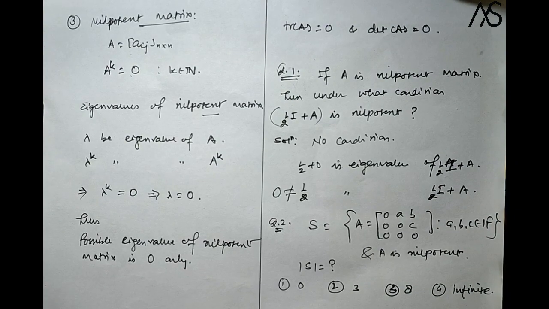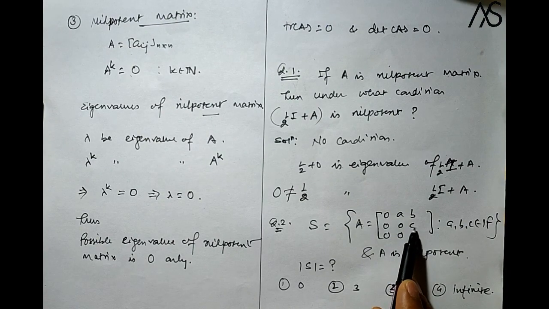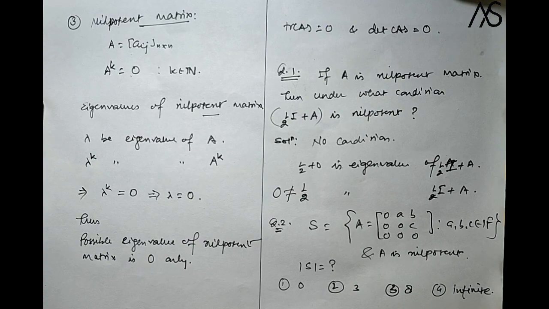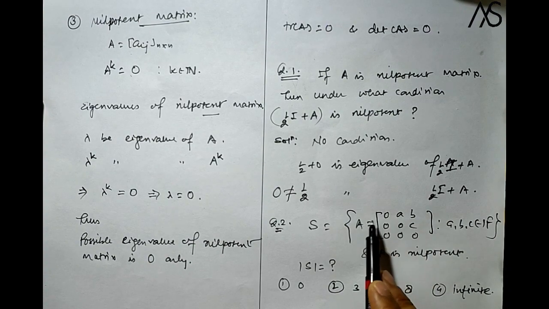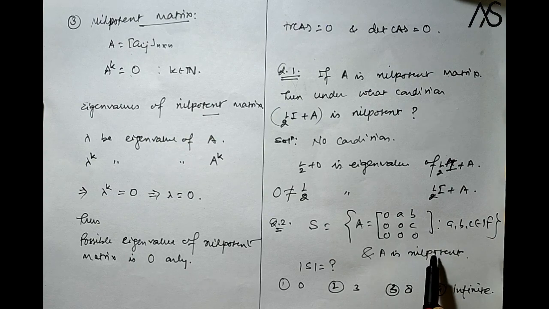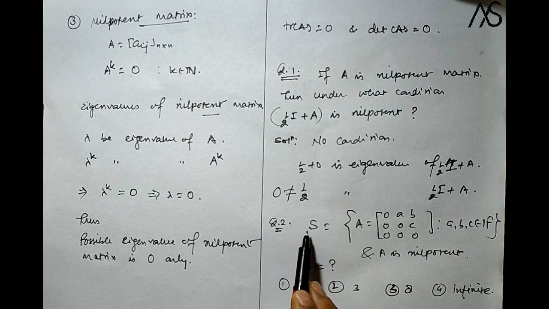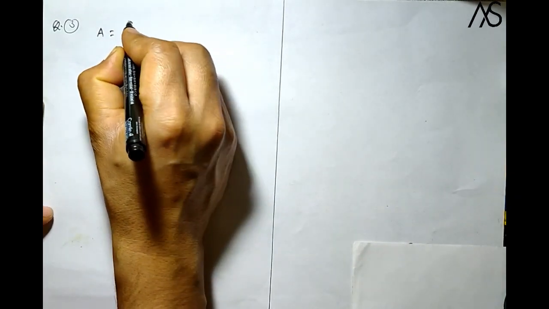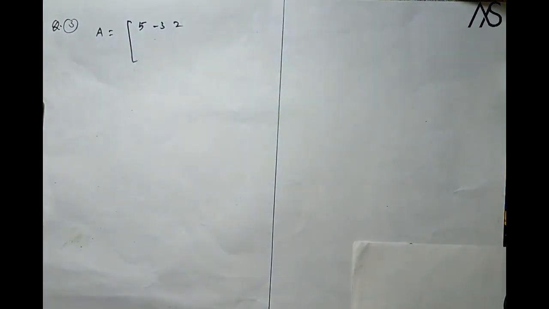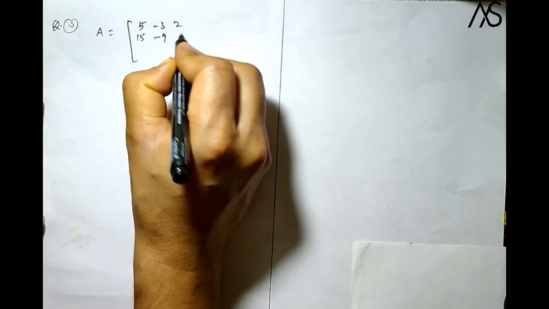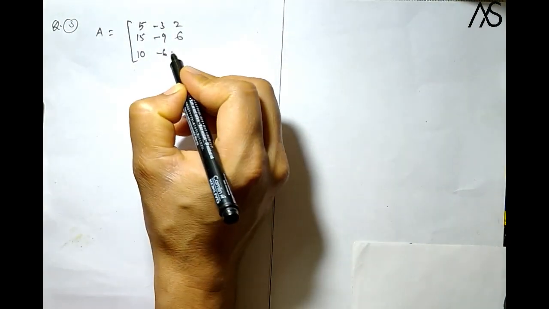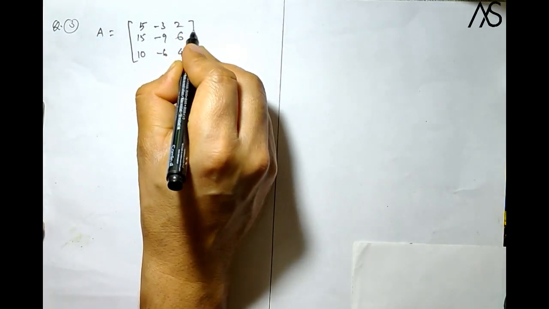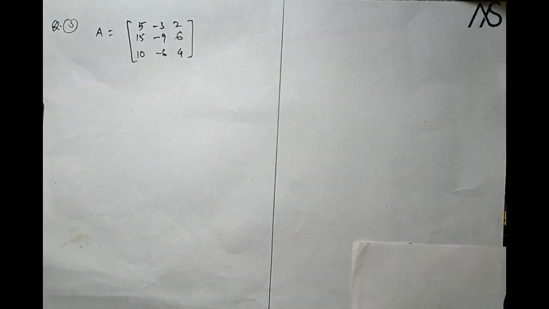infinite. We can easily see here for the arbitrary choice of a, b, c, or we can say for infinite choices of a, b, c, we have an infinite number of nilpotent matrices in S. So the cardinality of S is infinite. Simple. Now next, question number third. Suppose A equals 5, minus 3, 2; 15, minus 9, 6; 10, minus 6 and 4. Then what are the eigenvalues of A?